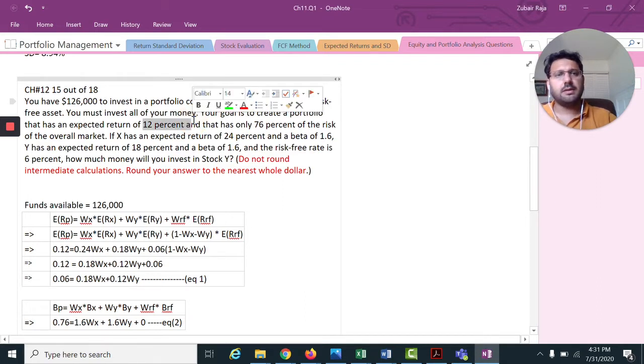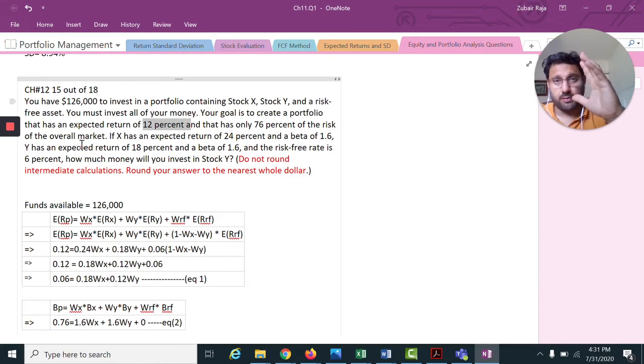and the beta of the portfolio, meaning the market risk of the portfolio, should be 76% of the risk of the overall market. So the risk of the overall market is 1, beta is 1 for the market portfolio. So if it is mentioned that the risk of your portfolio should be 76% of the market, it means 76% of 1, which is 0.76. So 0.76 should be the beta of your portfolio.